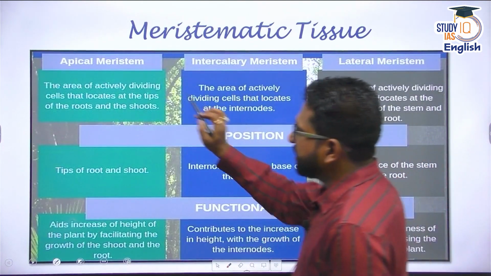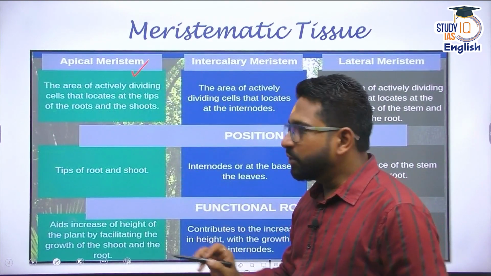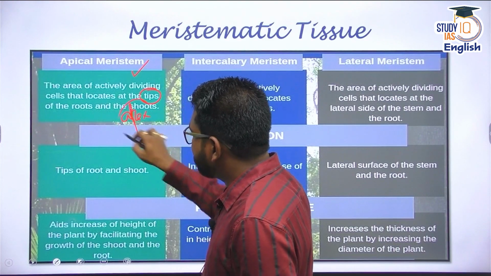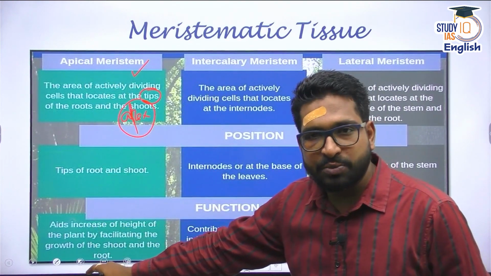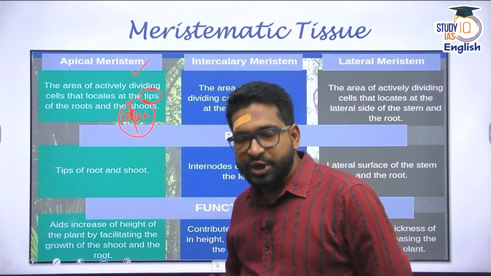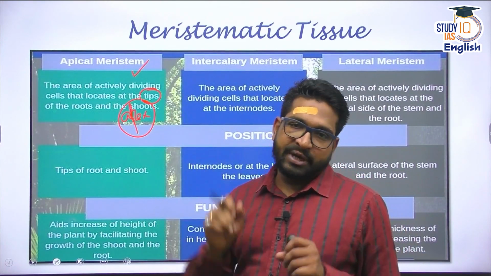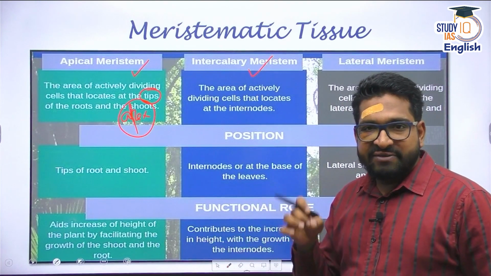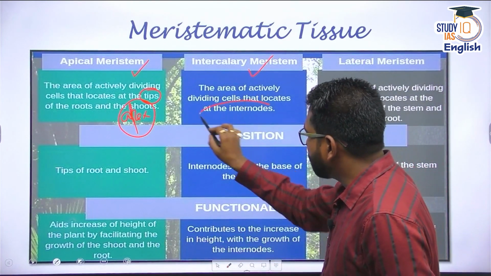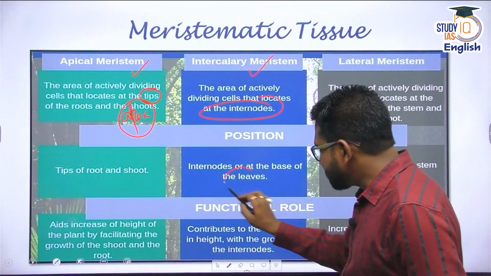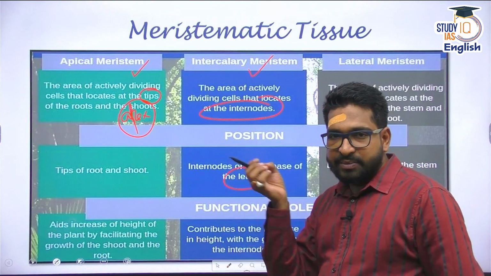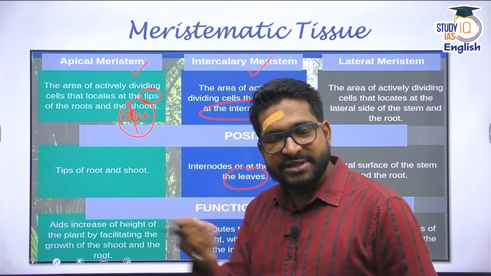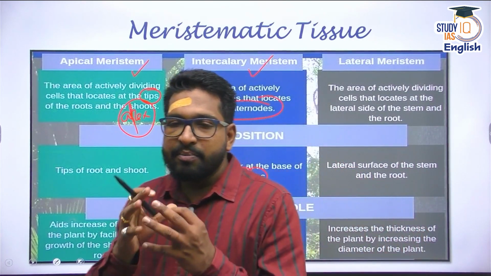As I told you, apical meristem is actively located at the tips or at the apex. Tips we find at the top and at the bottom, so at the top and at the roots, on both sides, growth takes place. The intercalary meristem helps in dividing cells, especially at the internodes. Internodes means at the leaves, at the branches, at the bases of the leaves, at the bases of the branches, for example tendrils, thorns, etc. There you will find intercalary meristem.